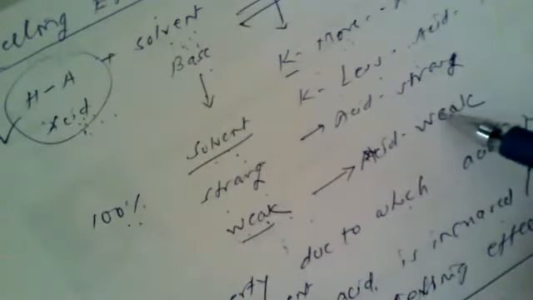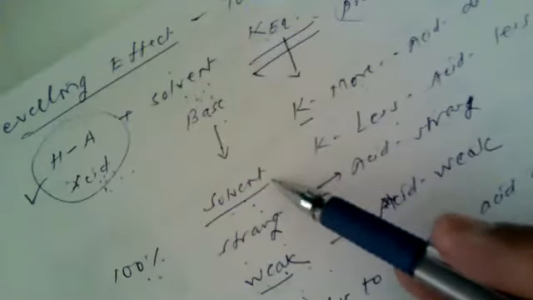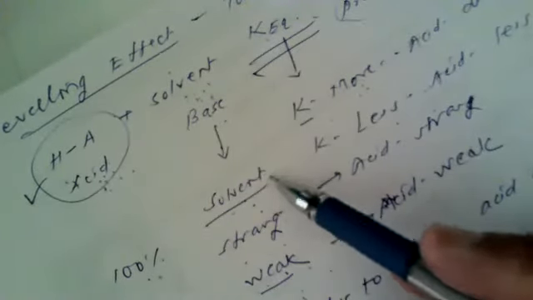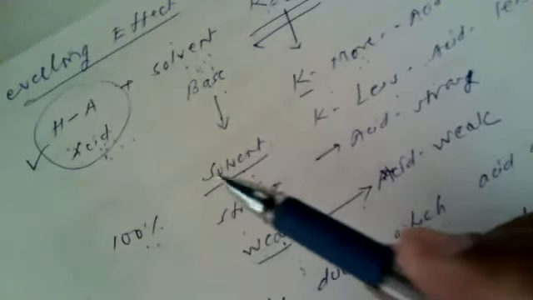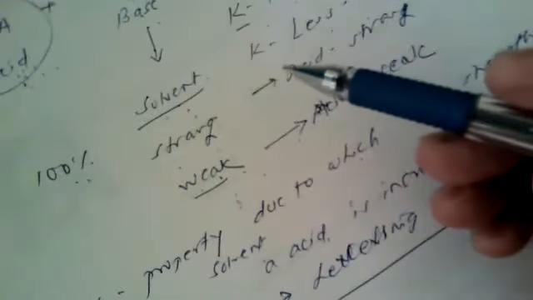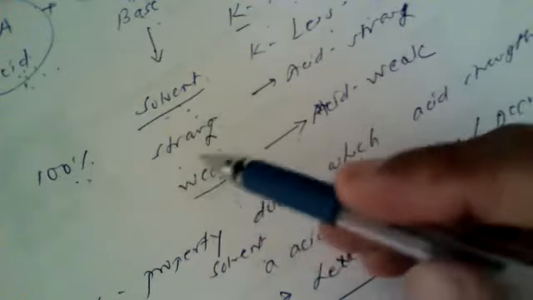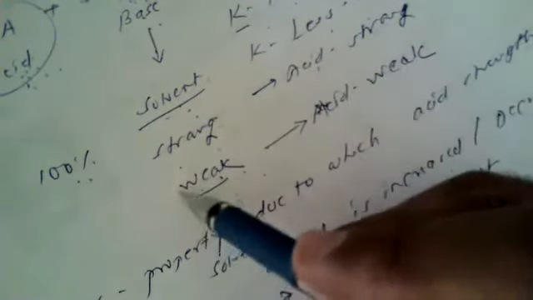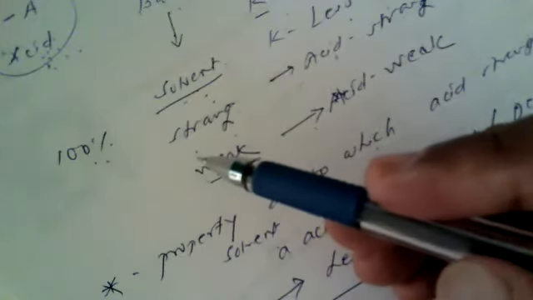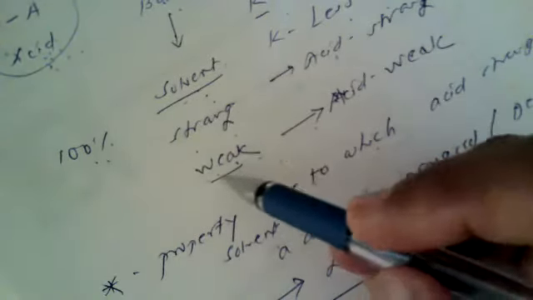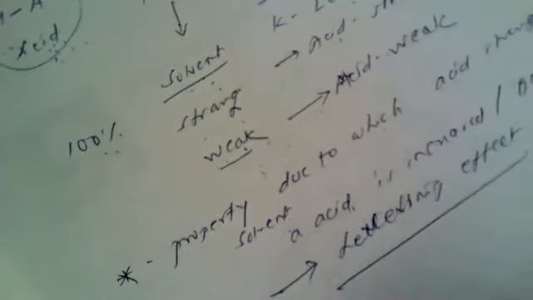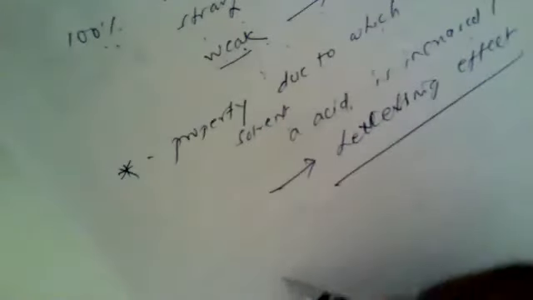And we have seen this also. If the solvent is strong, acid strength is strong. If the solvent strength is weak, acid strength is weak. So it is a property of a solvent which governs or restricts the ionization or the dissociation of acid. If 100% dissociation is there, the acid strength is strong. And if the dissociation of acid is not 100%, then this is known as a weak acid.